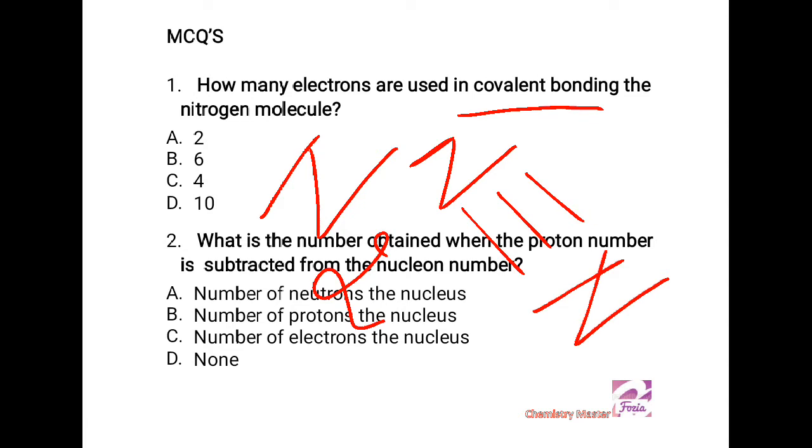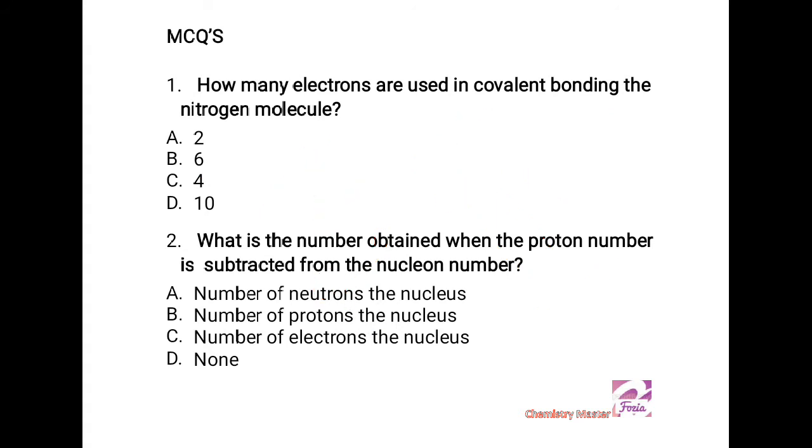Each bond is the sharing of 2 electrons. So 3 bonds must be formed when 6 electrons are shared between nitrogen atoms. When we say 6 electrons, it means 3 pairs of electrons. The second MCQ is: what is the number obtained when the proton number is subtracted from the nucleon number?